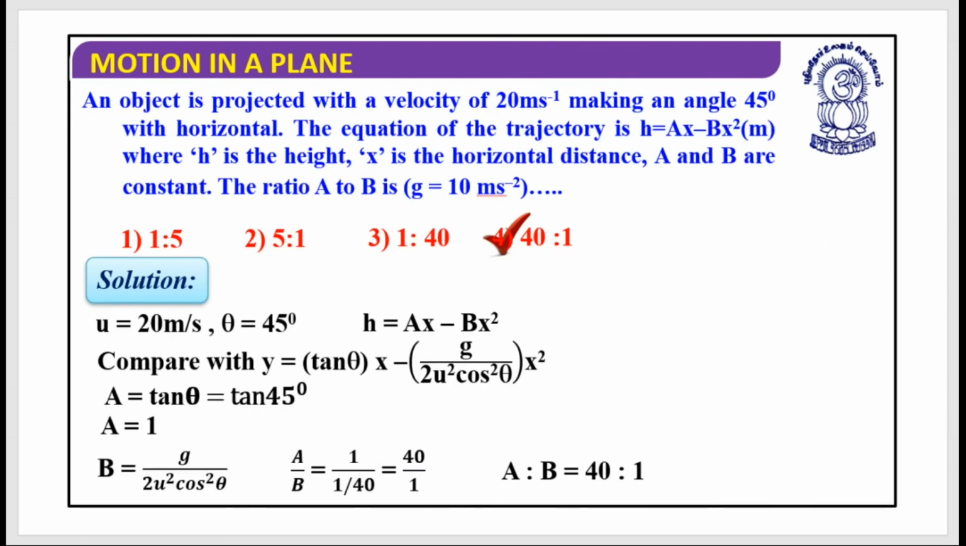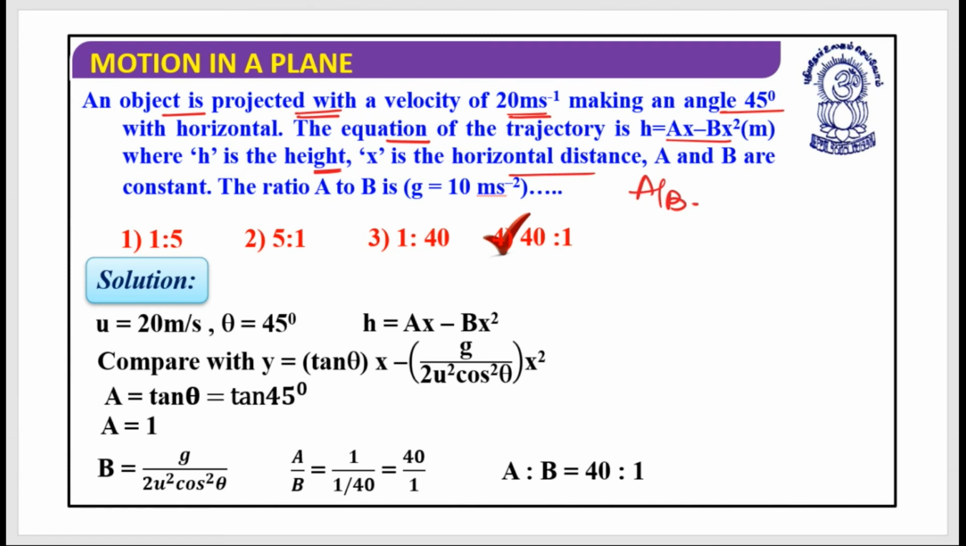What does it say? An object is projected with a velocity of 20 meter per second while making an angle of 45 degrees with the horizontal. The equation of the trajectory is h equals a into x minus b x square. h is the height and x is the horizontal distance. a and b are constants. You need to find the ratio a is to b.